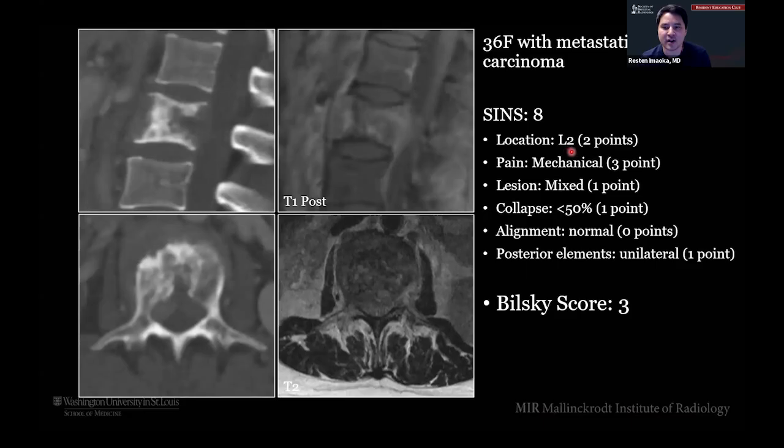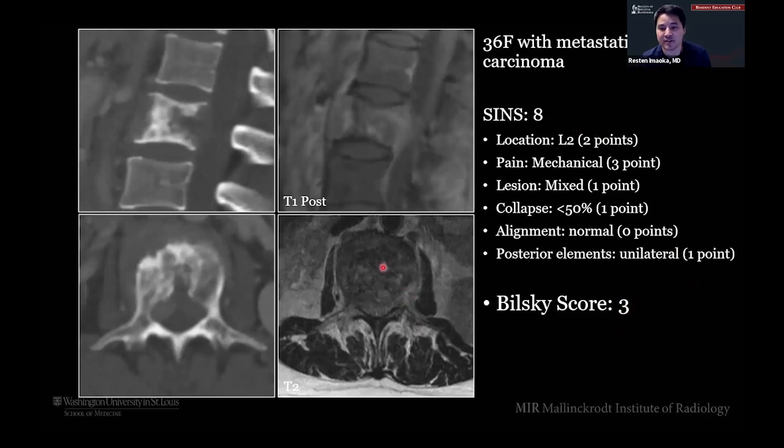So her location is L2, that gives her 2 points. She did have mechanical pain, so that's 3. If we look at her lesion here on the CT, you can see there's both lytic portions and sclerotic or blastic portions, so it's mixed. She does have a slight fracture to it, but it's less than 50%, so that's 1 point. Alignment was normal, and then she did have unilateral involvement, which is a little bit hard to see on this particular one, but she got a SINS of 8.